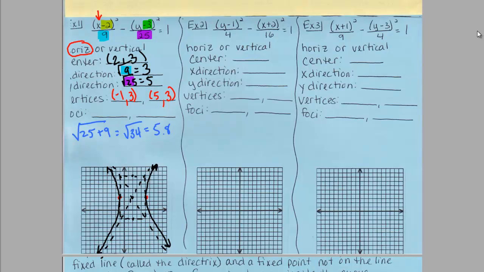And what we're going to do is, since it is horizontal, we're going to go in the same direction that we used our vertices, and we're going to go 5.8 away. So we start at the center, and we're going to go 1, 2, 3, 4, 5.8 in this direction. And on this one we will go 1, 2, 3, 4, 5.8 in this direction.